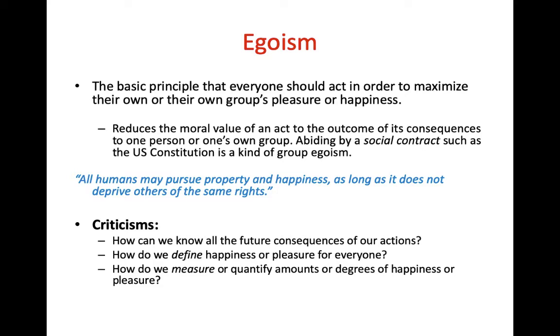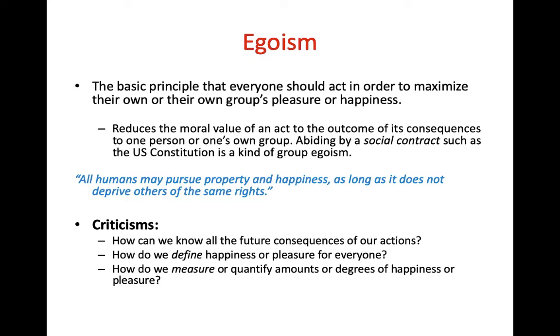So here's some criticisms. How can we know all the future consequences of our actions? This is a general criticism. How do we define happiness or pleasure for everyone then? It's easy to go around and survey individuals, but how do we know in general whether the outcome of an action is going to make people such as ourselves or people within our group feel good or live happy lives? And finally, how do we measure or quantify amounts or degrees of happiness or pleasure? That's hard to do. Some people get a lot of pleasure from doing terrible things to people. Some people don't get any pleasure from a number of things other people try to do for them.